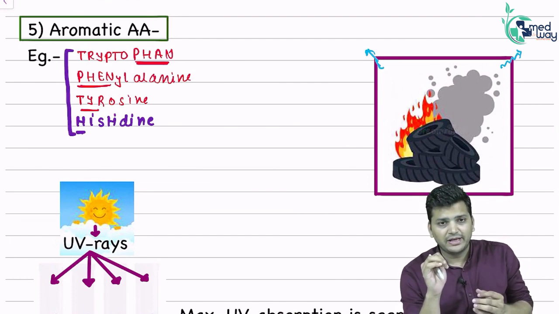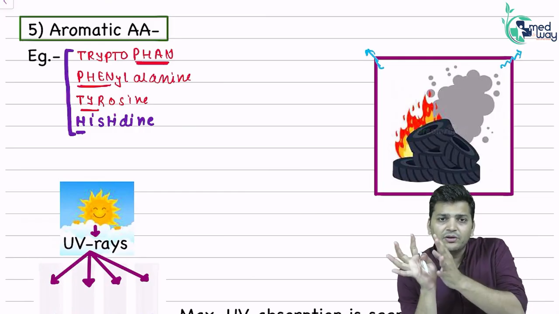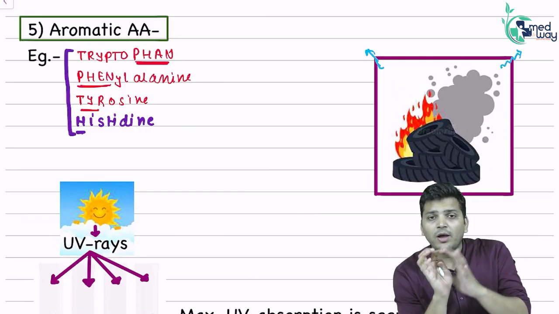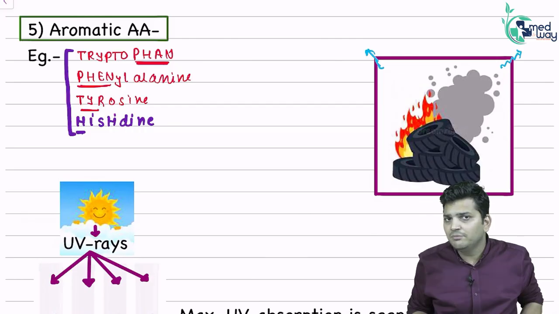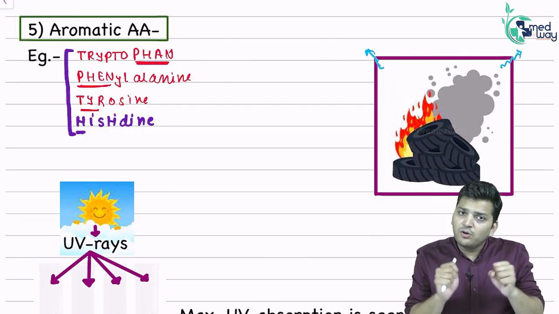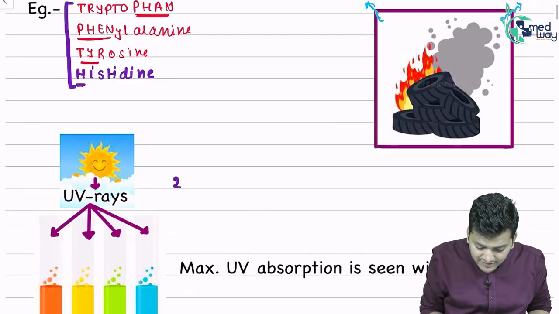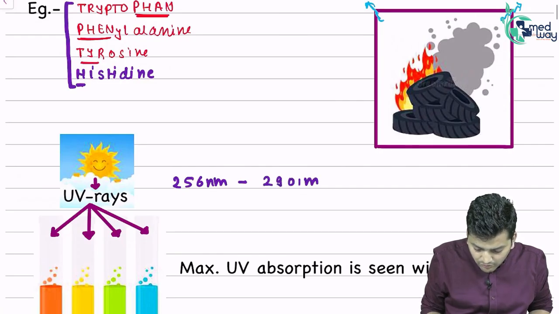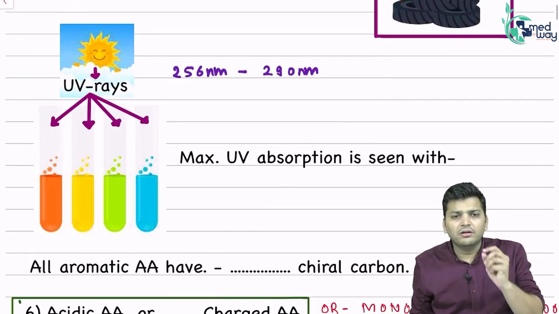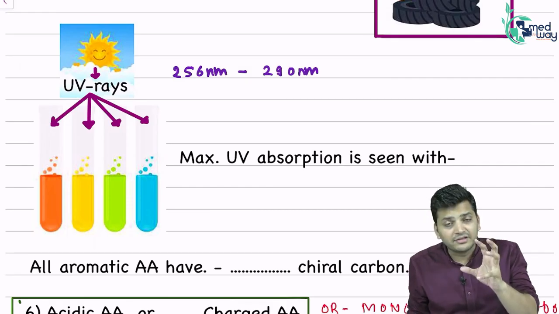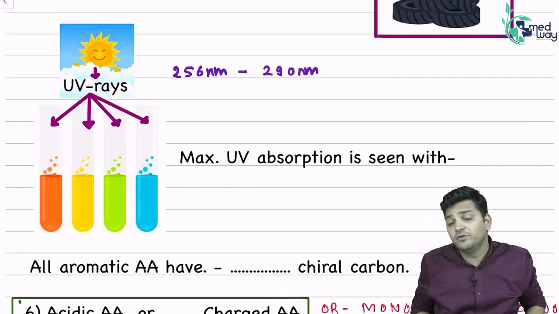Now, the aromatic amino acids have a special character also. If you put the aromatic amino acids in the sunlight, they are going to absorb the UV rays. The other amino acids cannot do that. The aromatic amino acids can do that. The UV rays have a wavelength somewhere between 256 nanometer to 290 nanometer.